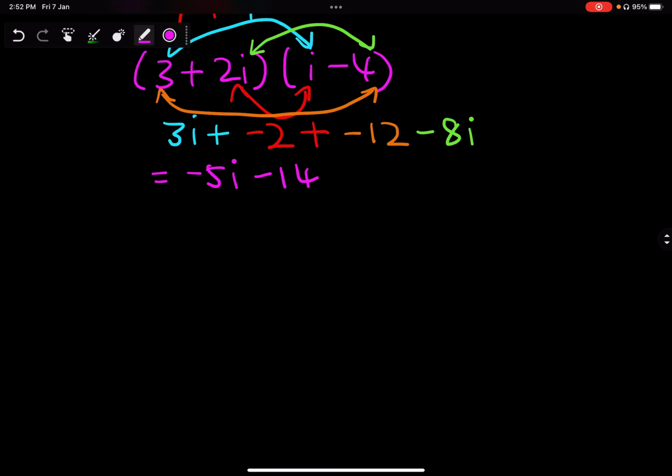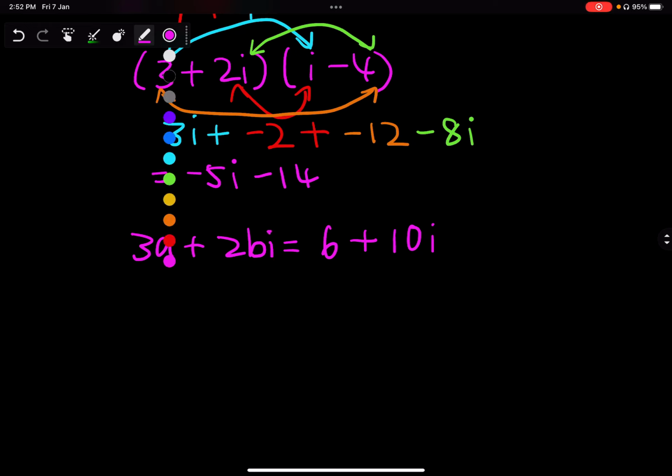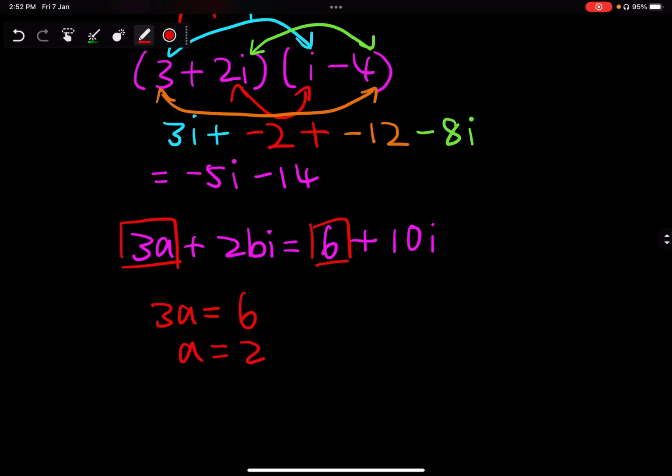And lastly, we're going to solve problems by equating the real and imaginary parts. So for example, if you have a problem that is 3a plus 2bi equals 6 plus 10i. So if you have a situation like this, then you can look at the real part again, which is 3a, and the real part of the right hand side will be 6. So you can equate those two parts. So 3a equals 6, so you get a equals 2.